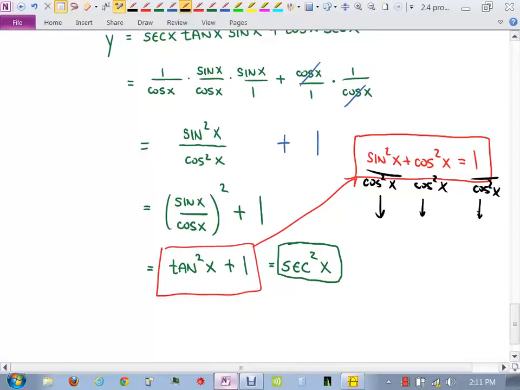Secant squared x. And there's another Pythagorean identity that you can get. You're doing the same thing, except that instead of dividing through by cosine squared x, you divide through by sine squared x. And you would get 1 plus cotangent squared x equals 1 over sine, cosecant squared x. FYI, you can generate all 3 of the Pythagorean identities from knowing just that one.